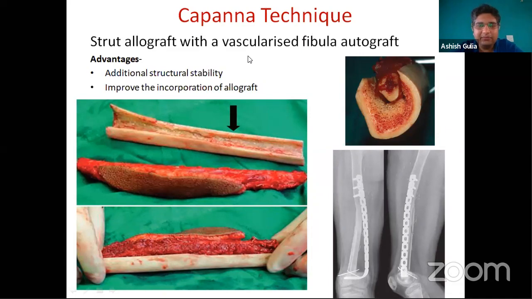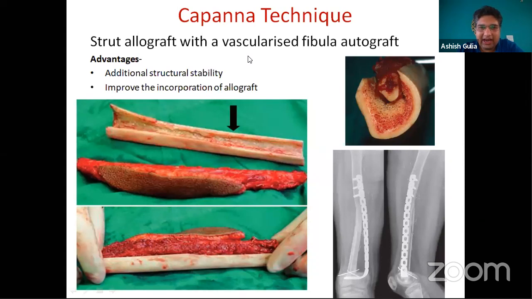correctly. The only thing which I would like to add is that we take a lot of time in the planning of these cases. We plan the resection length and we talk to the plastic team well in advance, tell them the requirement, because you require a couple of centimeters going into each side of the host bone. So we ask for a bit longer fibula.